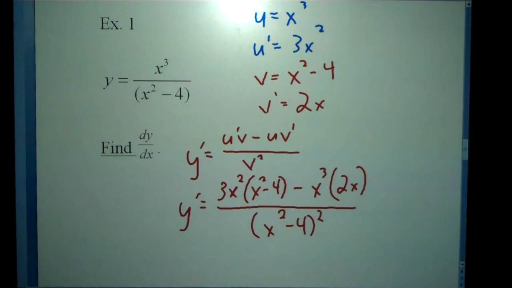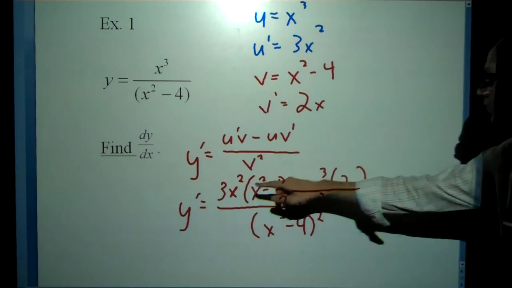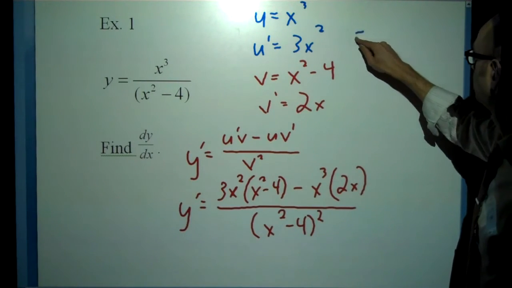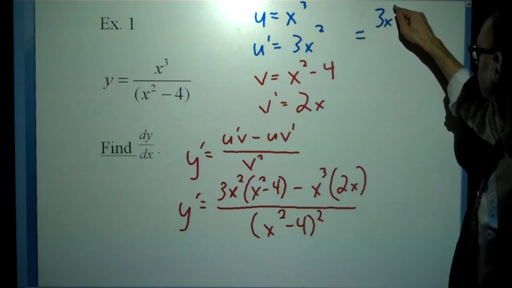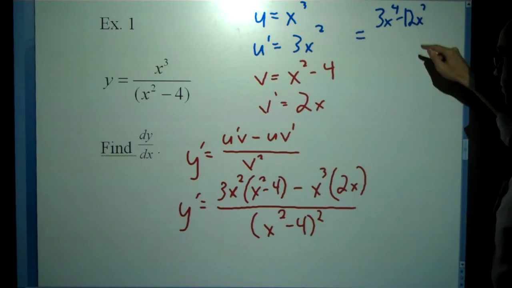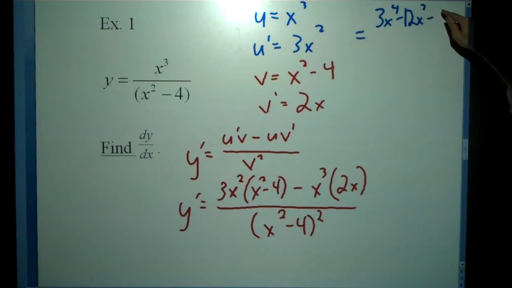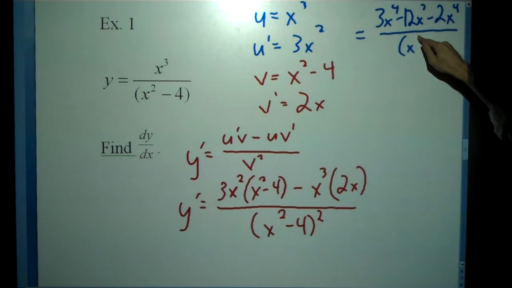If we want to try cleaning this up just a little bit, like I said, we can distribute here, so we end up having 3x to the 4th minus 12x squared minus 2x to the 4th all over x squared minus 4 quantity squared.